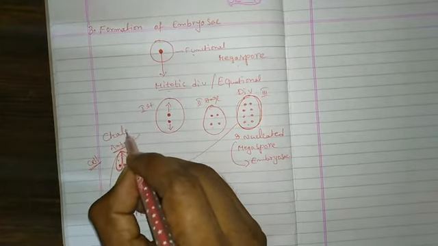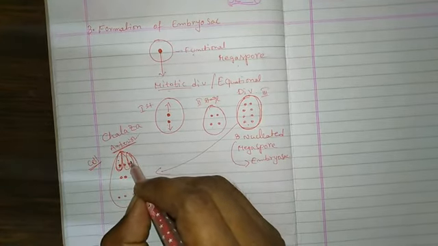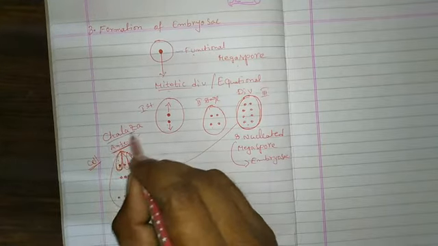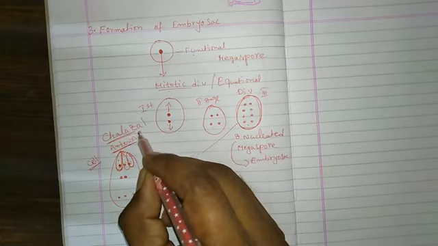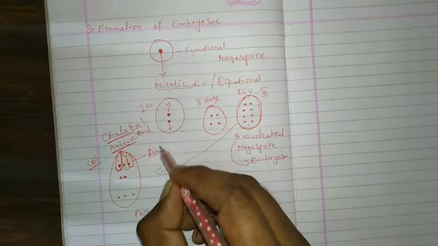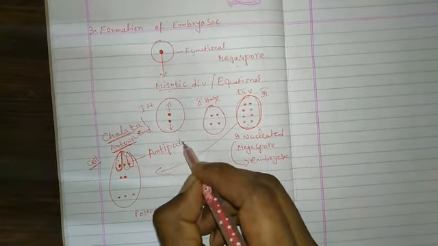Here in the anterior direction, anterior means the anterior side, which part is present in the ovule? Chalaza. Chalaza is present on this anterior side. So these three cells which are formed in the anterior chalazal side, or chalazal end, are called antipodals. That means these cells we will call antipodals.